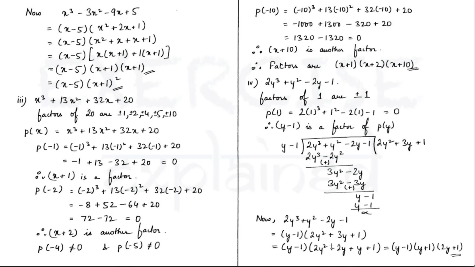So out of the first two terms, I can take 2y common. So what I am left with is y plus 1, and plus here we already have y plus 1, so I can take 1 common. So 1 into y plus 1. So what we get is y minus 1 into y plus 1 into 2y plus 1.